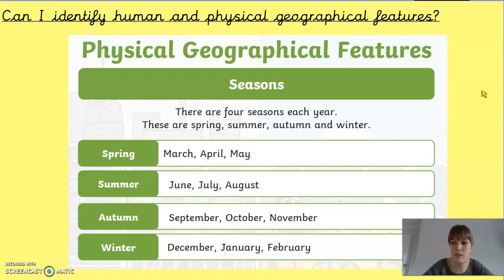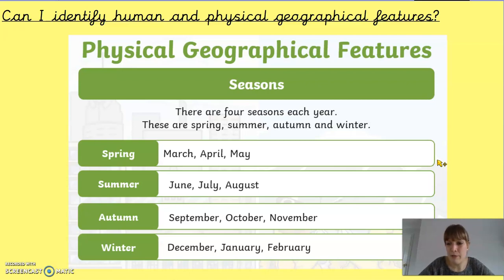So these are the months our seasons are in. Spring is March, April, May. Not long until March, not long until we're in spring season. Summer is June, July and August. Autumn would be September, October, November. And winter is December, January and February. So at the moment we're in the winter season, and we noticed that a couple of weekends ago when we had that lovely day of snow.